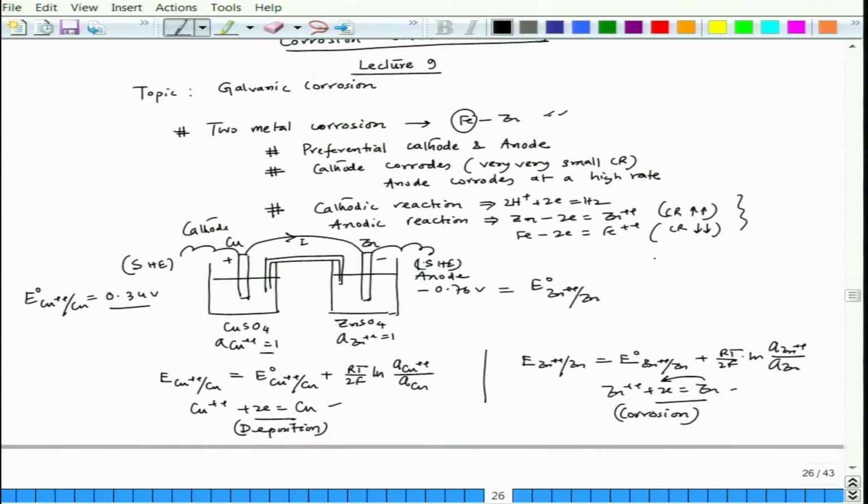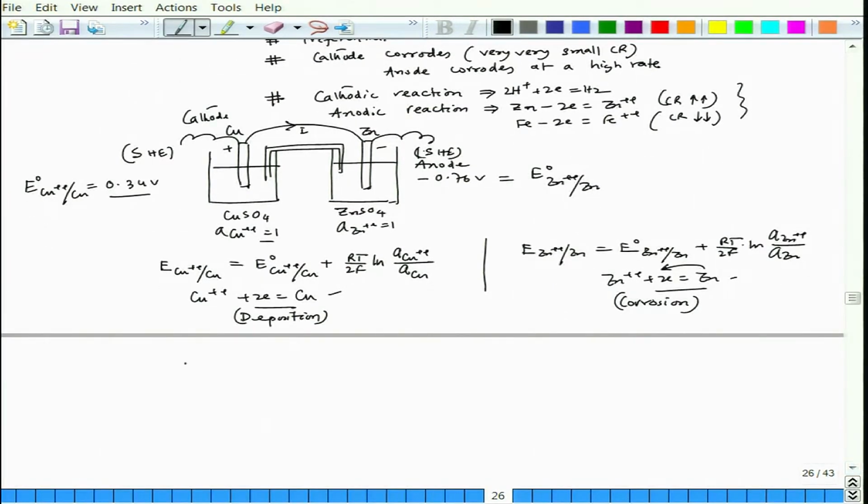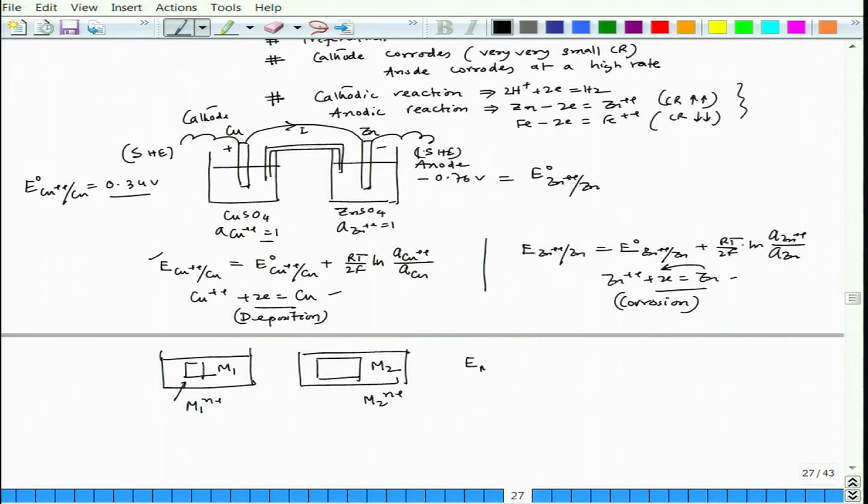So in the other case, it is very easy to decide anodes and cathodes. For example, if we have two metals, M1 and M2, in connection with their respective ions in the electrolyte, this is M1 n plus and this is M2 n plus, and both the ions are present in those electrolytes, then I can decide which will act as cathode and which will act as anode simply by looking at the Nernst equation, in its generalized form.